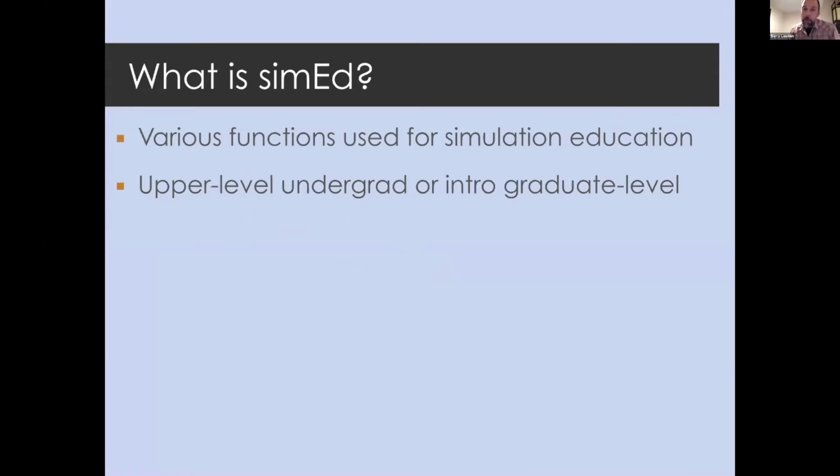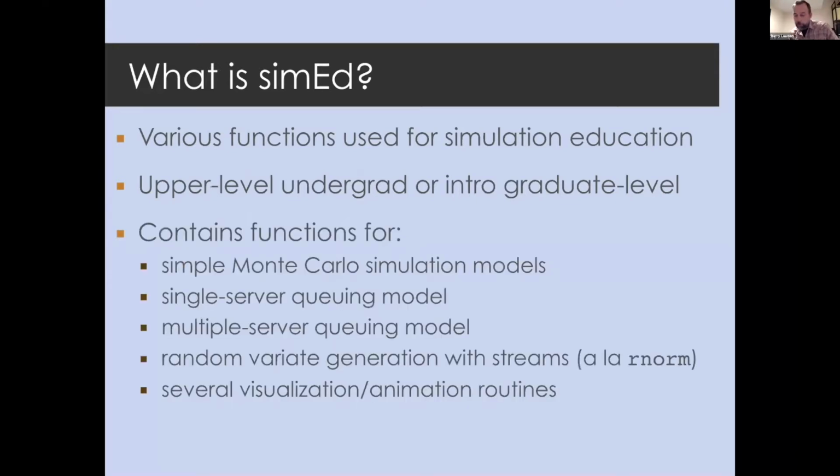It contains a whole lot of functions for things like simple Monte Carlo simulations, some functions to implement single server queuing, multiple server queuing. We have our own versions of random variate generation that I'll talk about in a minute. So a la things like rnorm and runif and rexp, we have our own versions that include streams, and then a lot of really nice visualization and animation routines that Vadim has written.